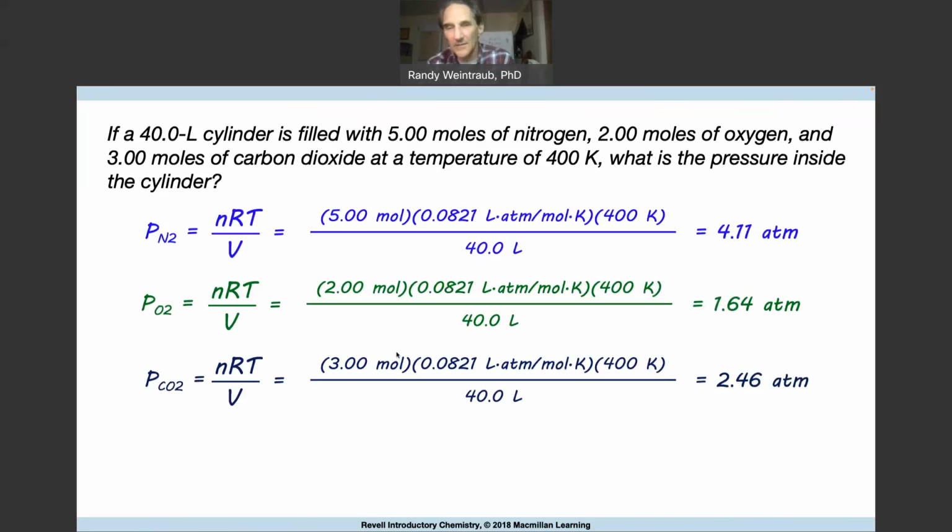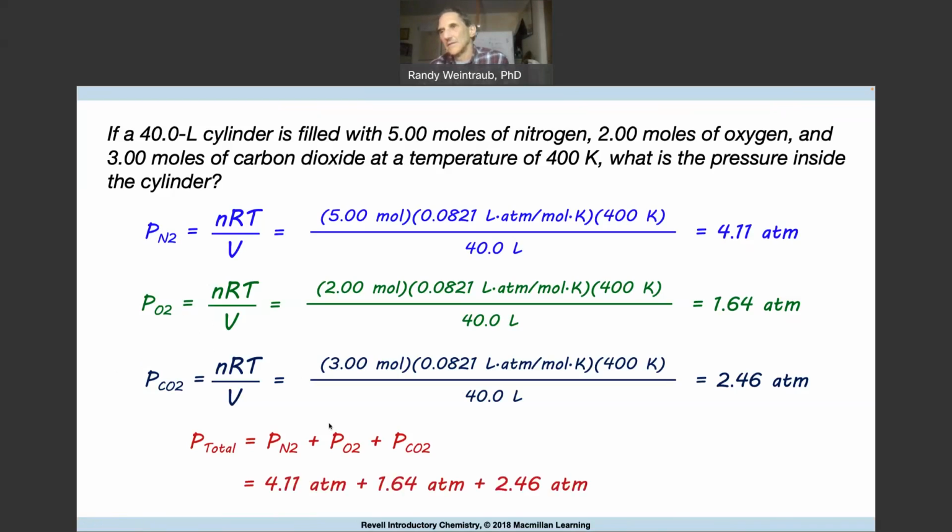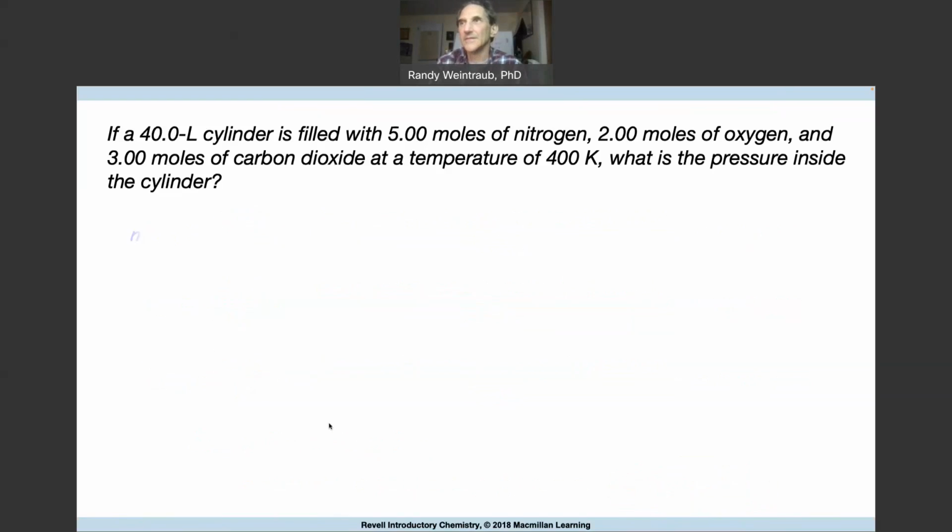Like this. Each of them contributes partially to the overall pressure. And we'd add those together and come up with 8.21 atmospheres as the pressure inside that cylinder.